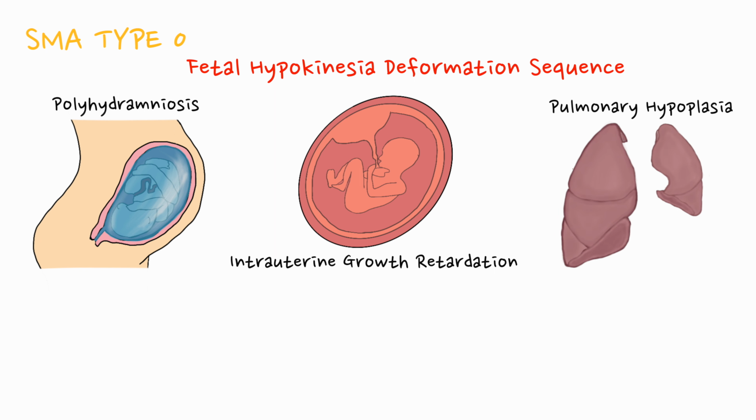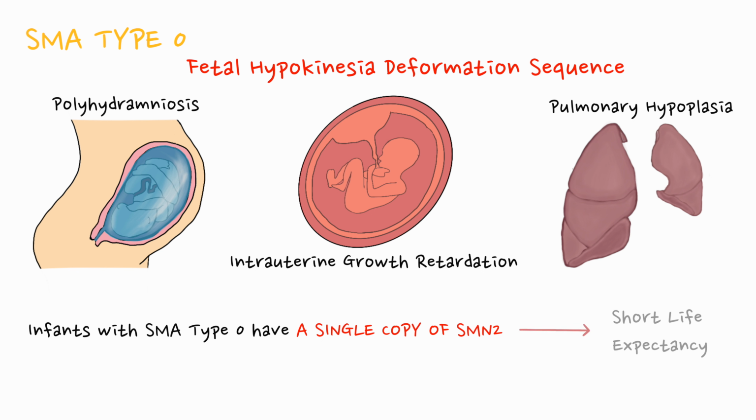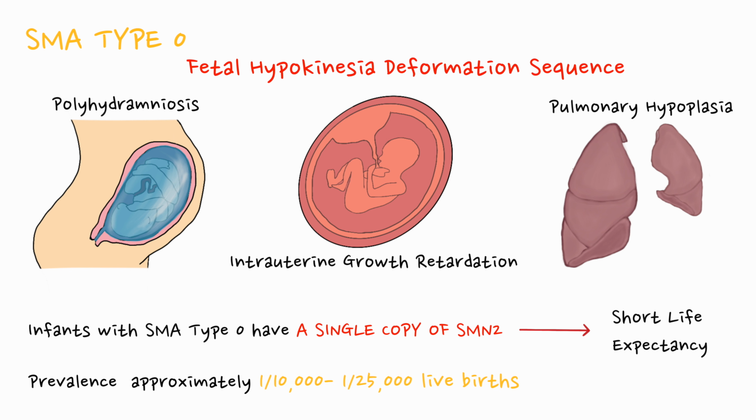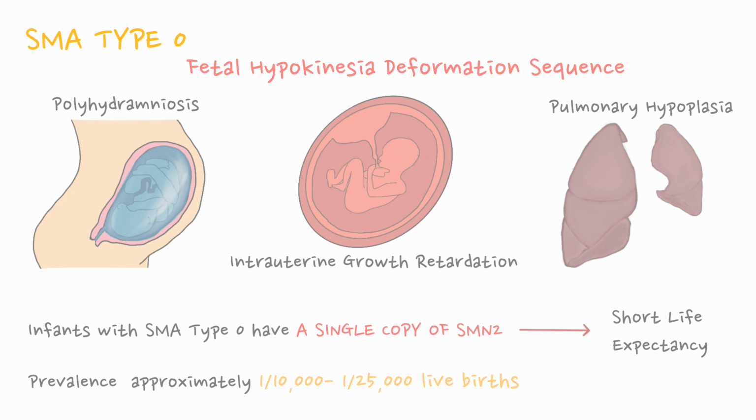This type of SMA is often fatal within the first few months of life. Unfortunately, respiratory failure typically leads to death by the age of 1 month to 6 months. Typically, infants with SMA type 0 have a single copy of SMN2. That is why infants with SMA type 0 have a short life expectancy due to the severity of the condition. That occurs within the first few months of life, typically by 6 months and often as early as 1 month. Prevalence varies, so we can say approximately between 1 in 10,000 to 1 in 25,000 live births.